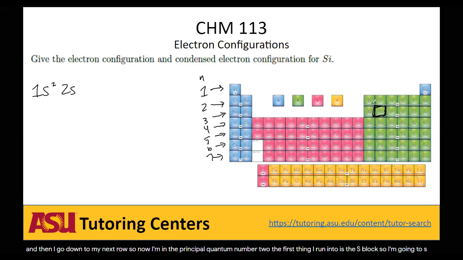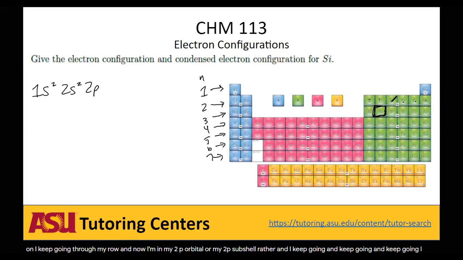And again, I haven't hit silicon yet, so I just keep going through them. I've used up both of my electrons in my 2s orbital. Then I continue on, I keep going through my row, and now I'm in my 2p subshell. And I keep going, I keep going, I keep going.